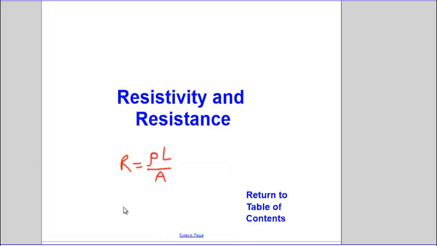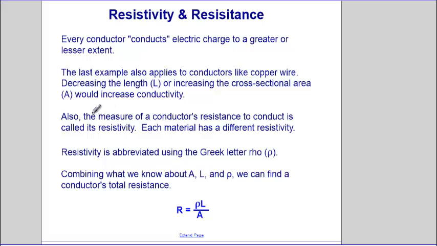How are resistivity, which is rho, and resistance related? If you increase the resistivity, you would increase the resistance. The opposite of resistivity is conductivity. So again, we can see that resistance is proportional to resistivity and length, and inversely proportional to area.